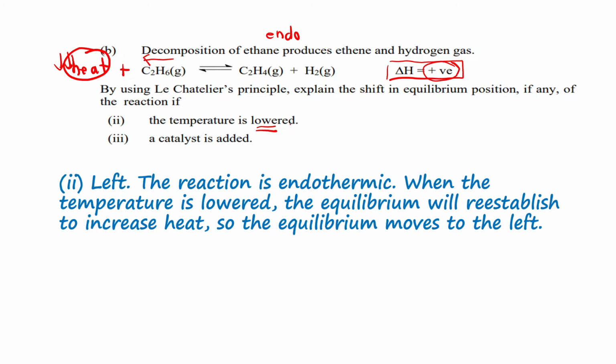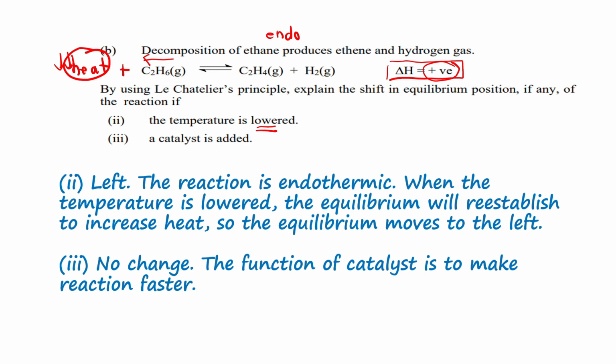Okay, sebab dia kurangkan temperature. Alright, so next, adding of catalyst. So catalyst, dia tiada kesan terhadap equilibrium position. Dia cuma menyebabkan the reaction react faster. Okay, so the function of catalyst is to make the reaction faster. Right, jadi tiada pergerakan, no change.